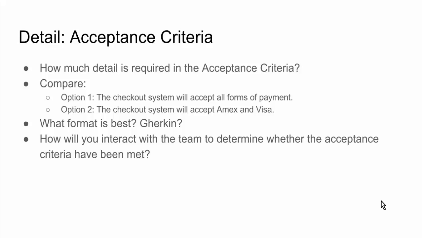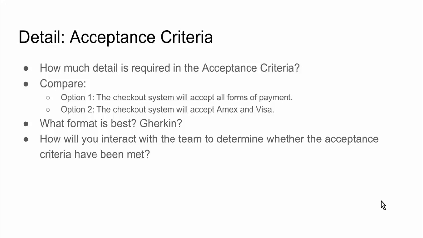Acceptance criteria. How much detail is required in the acceptance criteria? Compare these two options. The checkout system will accept all forms of payment. The checkout system will accept Amex and Visa. Sometimes the first one will be best and most appropriate. Sometimes the second will be most appropriate.